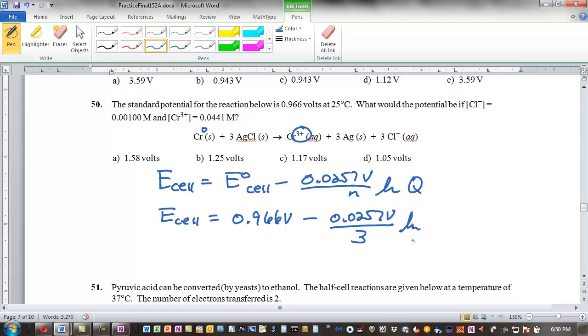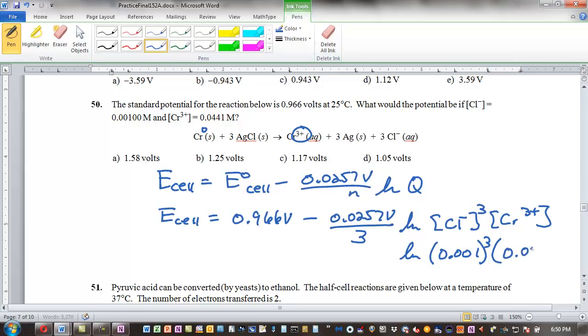Now be careful, solids do not enter in. So don't have to worry about chromium. Don't have to worry about silver chloride. Don't have to worry about silver metal. So all we have in our Q expression is chloride cubed and chromium 3 plus. That's all that's there. All the solids don't go in there. And so this part of the equation becomes natural log of 0.001 cubed times 0.0441. All right, so 0.001 cubed, 0.0441, natural log.